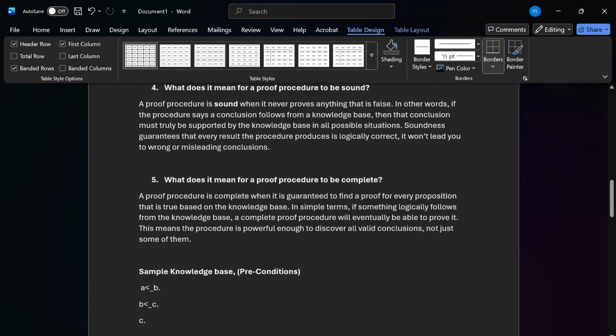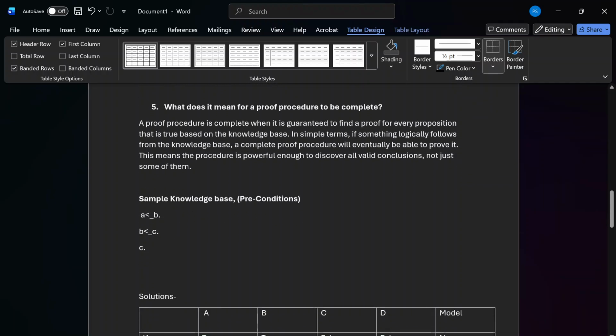Fifth was, what does it mean for a procedure to be complete? This means that the procedure is powerful enough to discover all valid conclusions, not just some of them. So it will go through it logically, and it will provide us with all logical conclusions. It won't leave out any single one of them.